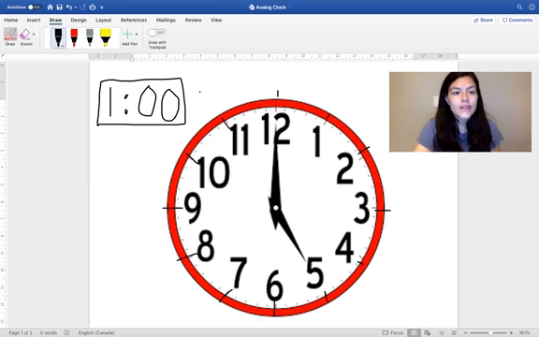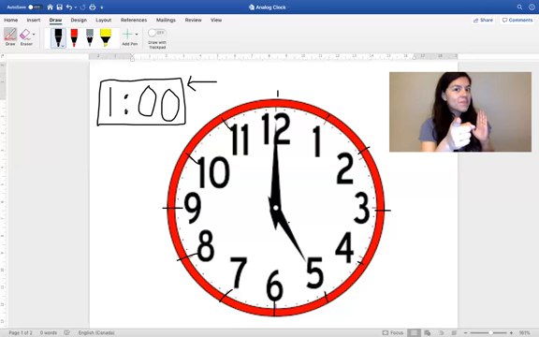Now, if you see here on our digital clock, the 00 means it's telling the time on the hour. It's exactly 1 hour and 0 minutes. It's 1 o'clock. Now, you'll notice here on the analog clock that there are 2 hands, the short hand and the long hand. The short hand tells us the hour. And the long hand tells us the minutes.